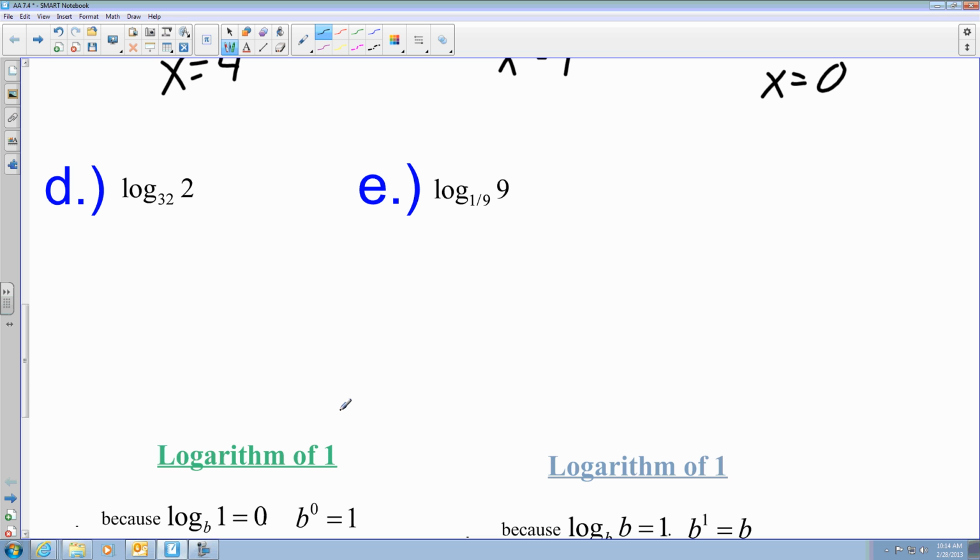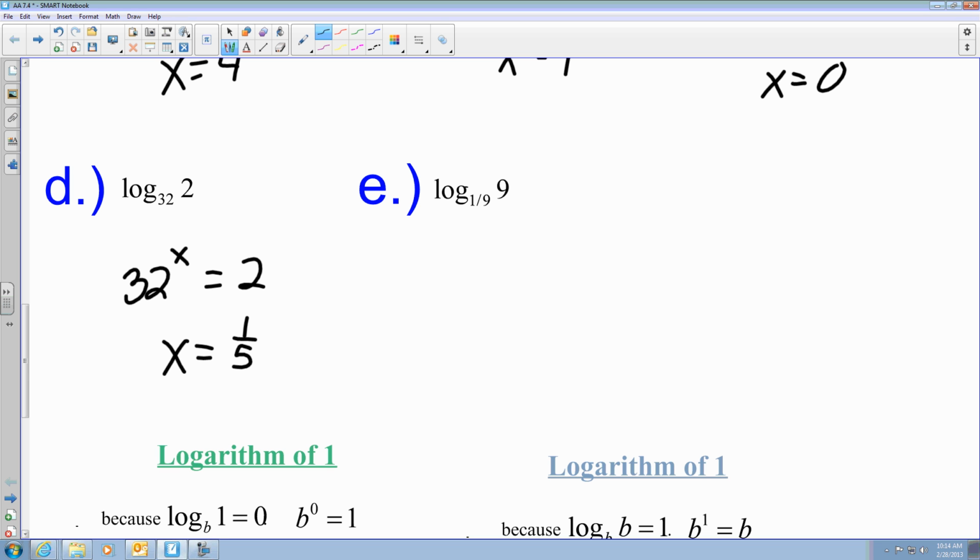For d, I have to rewrite it as 32 to the x equals 2. So this is where it gets a little bit tricky, because we have a base of 32, which is larger than our result of 2. So that means that our exponent must be a fraction that's between 0 and 1. So that means we're going to take the root of something. So what I need to know is what root of 32 will give me 2. And in this case, x will equal 1/5.